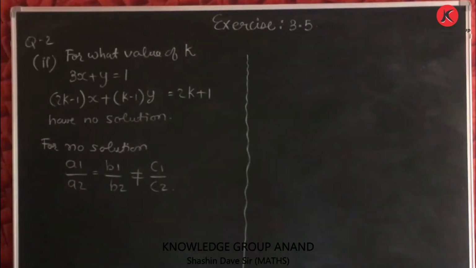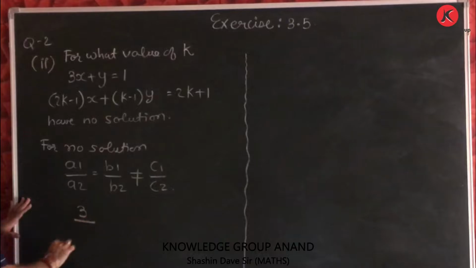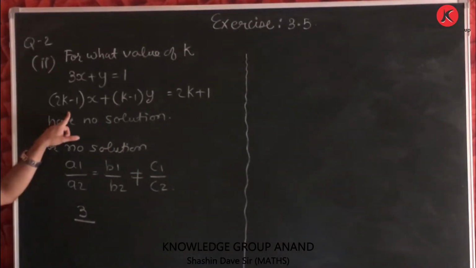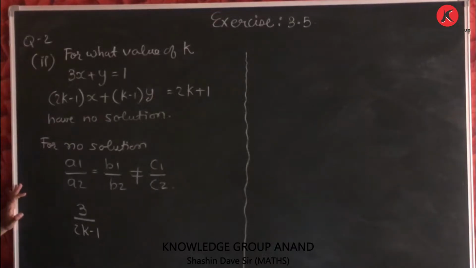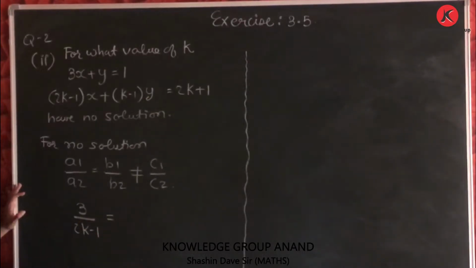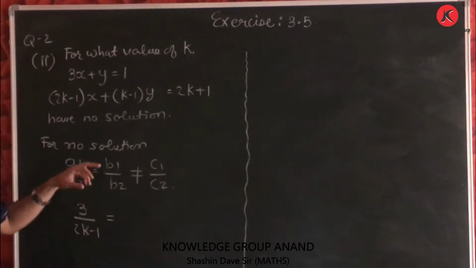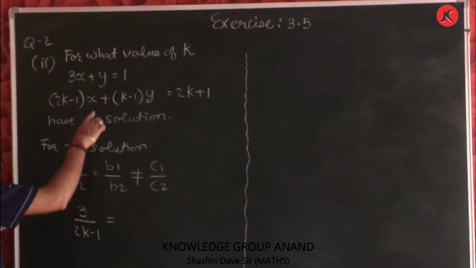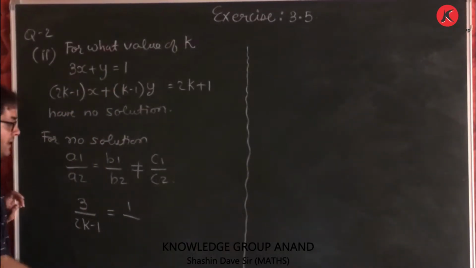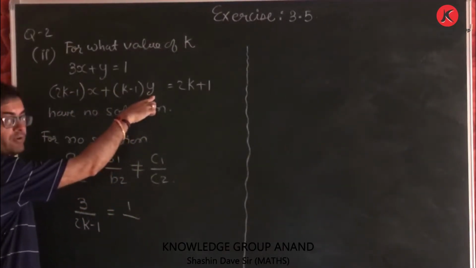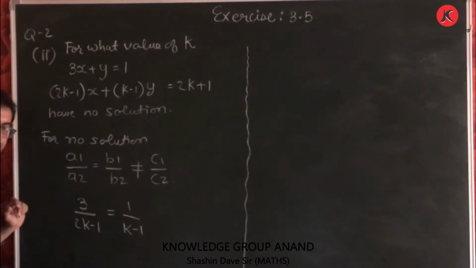Now looking at the equation, what is the value of a1? The value of a1 is 3 upon, what is the value of a2? It is 2k minus 1, is equal to b1 by b2. b1 and b2 are the coefficients of y in equation number 1 and equation number 2. So here I will have 1, because the coefficient of y is 1 over here, and in the second equation the coefficient of y is k minus 1, so I will put here k minus 1.